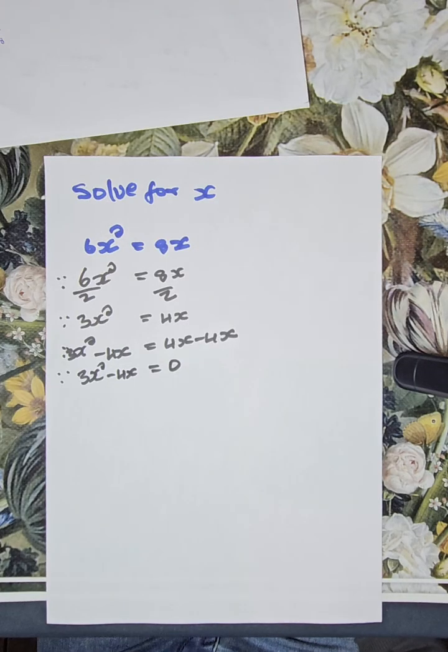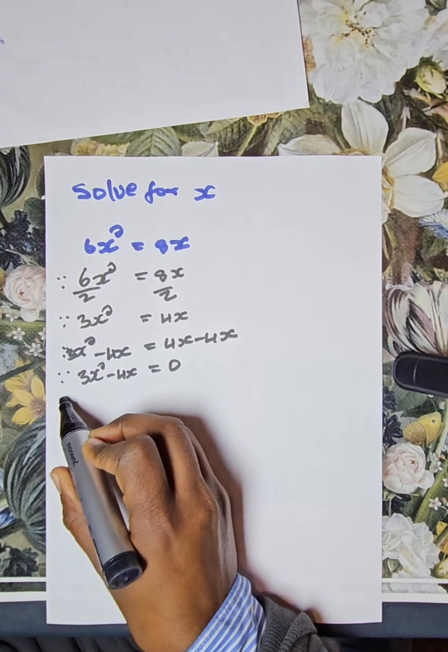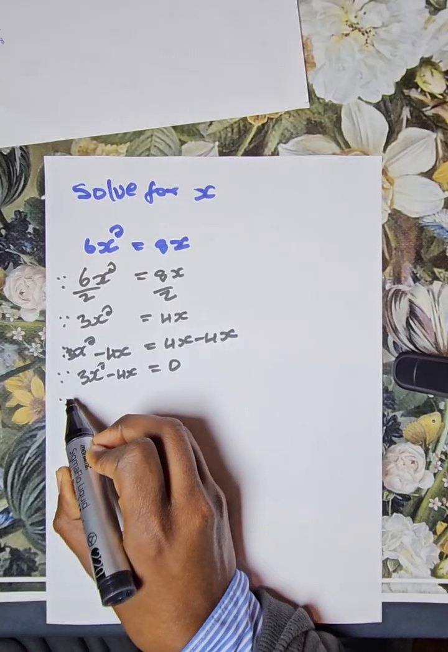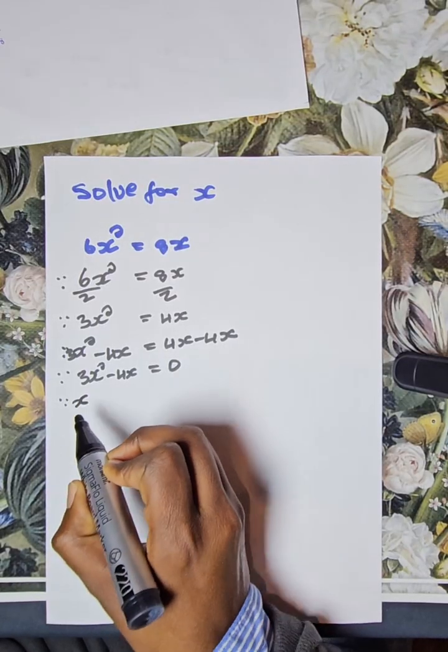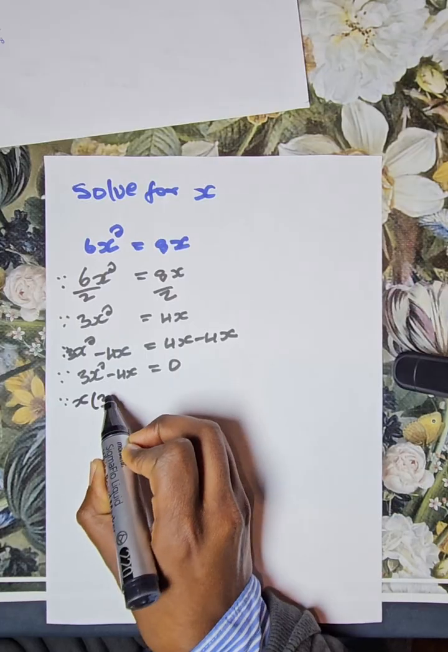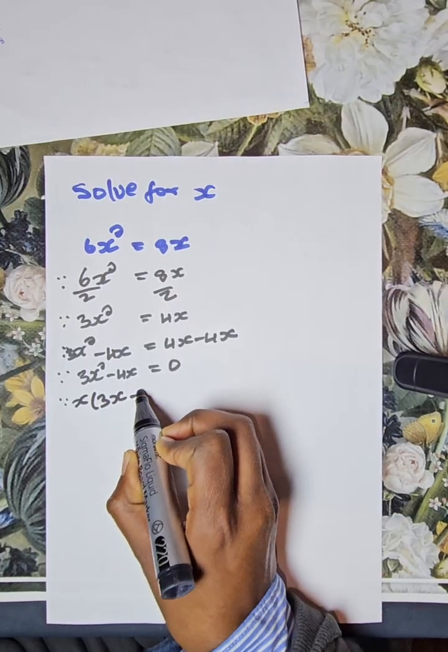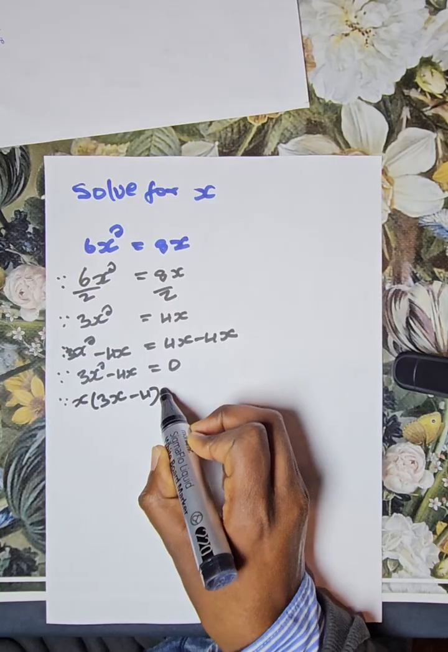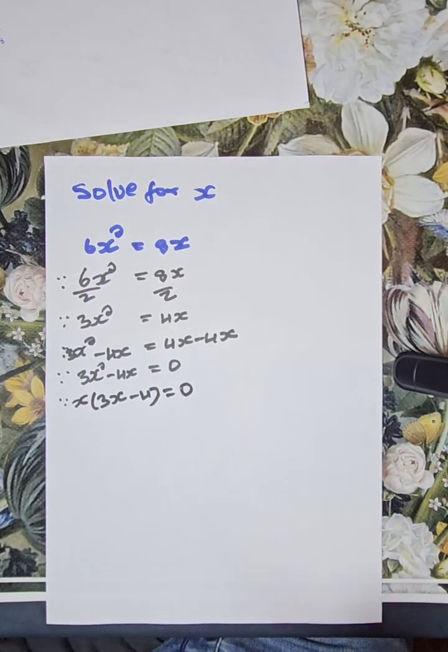The next step is to factorize. And remember, the first thing you need to check when factorizing is whether you can take out any common factor on the left hand side. And yes, we can take out a common factor. Our highest common factor here is just the x. This leaves us with x times 3x minus 4 inside the bracket, all equal to 0.